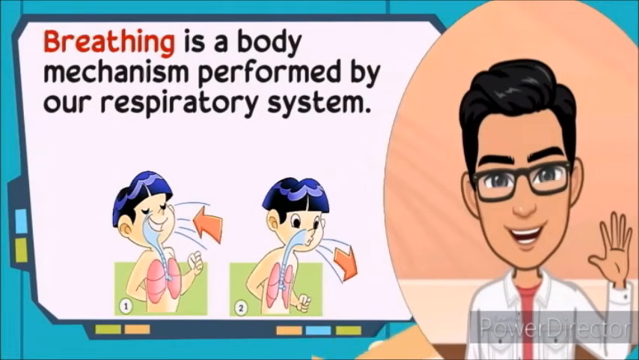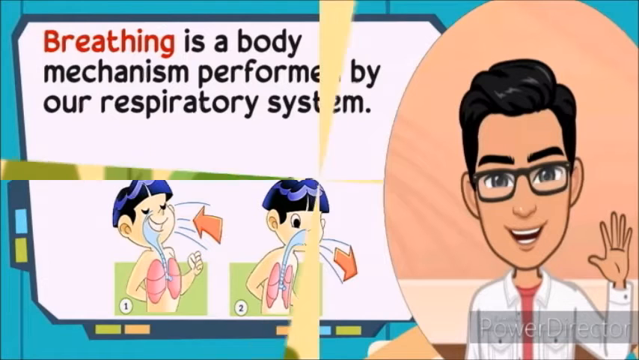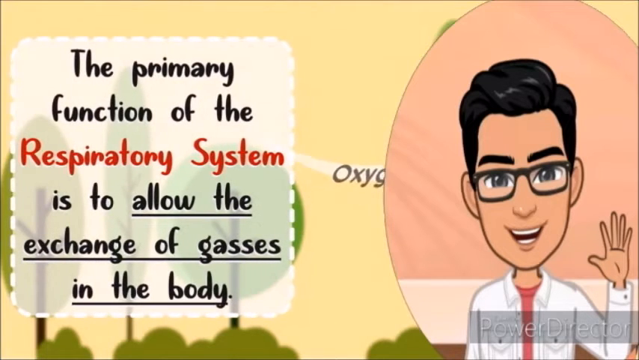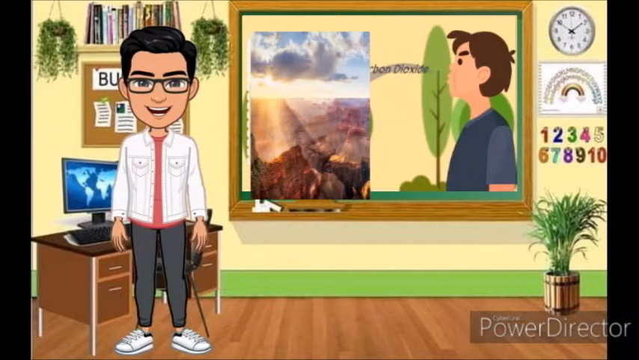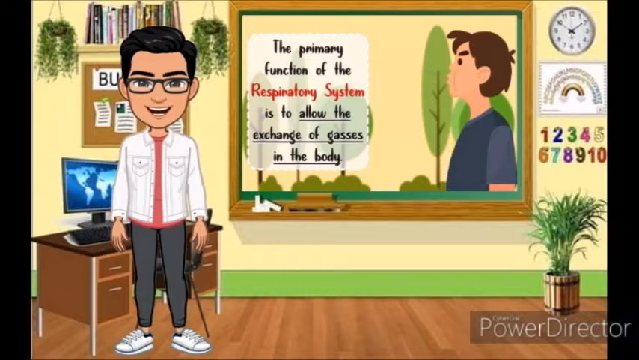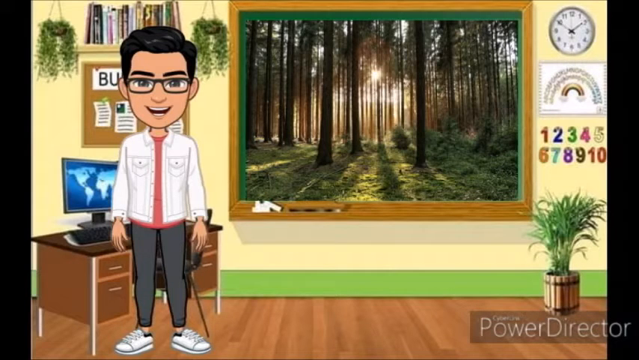Breathing is a body mechanism performed by our respiratory system. The primary function of the respiratory system is to allow the exchange of gases in the body. Specifically, it distributes oxygen to the different parts of the body and releases carbon dioxide out of the body.